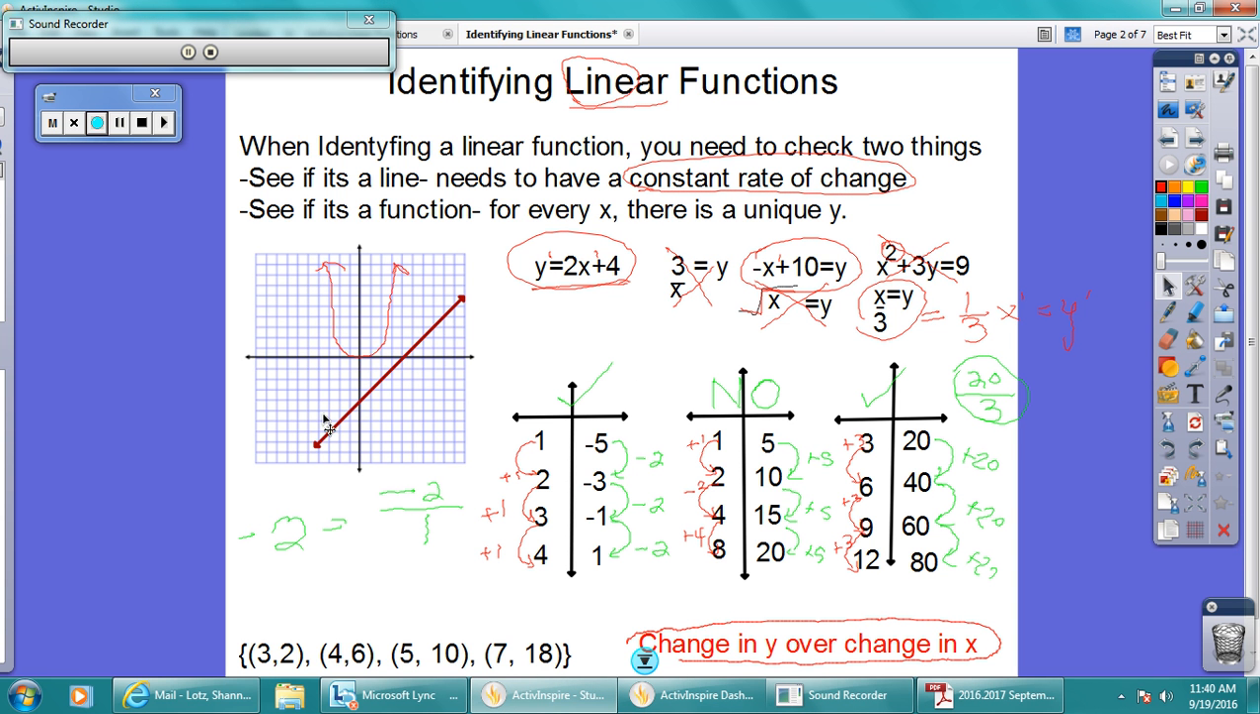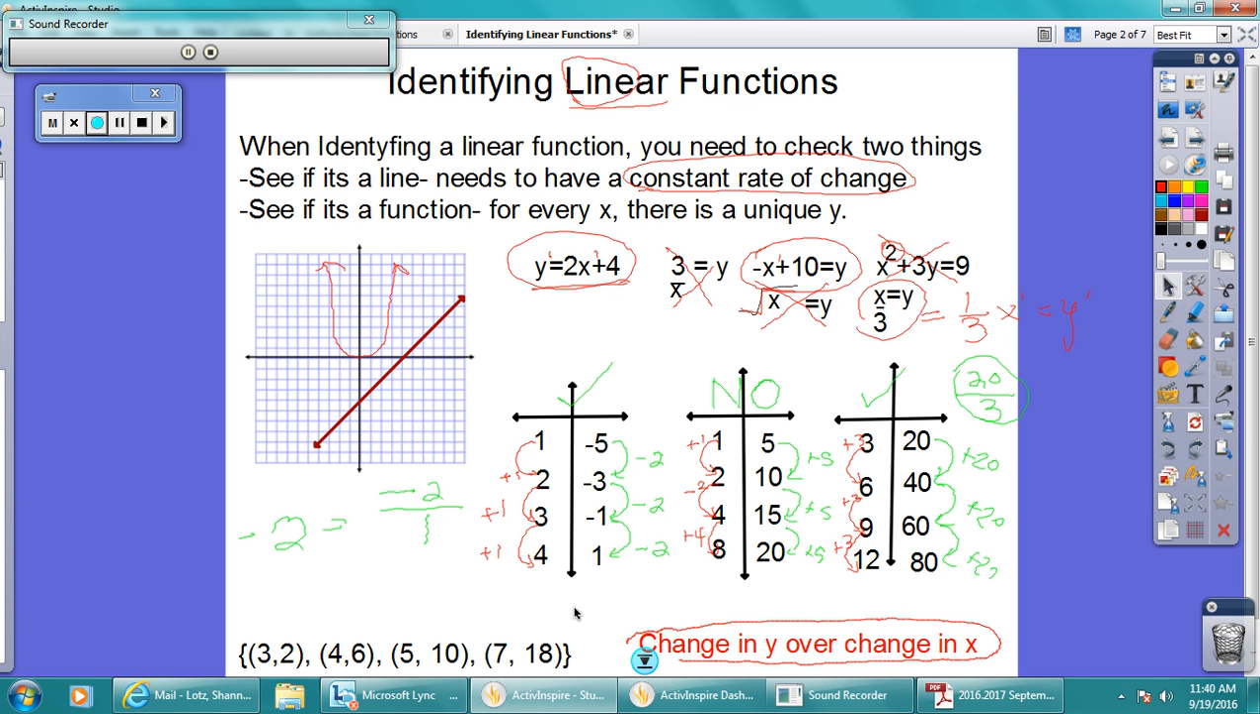Now for the bottom one, you have a list of points: (3, 2), (4, 6), (5, 10), and (7, 18). I want you to set up your table just like this. I want you to write your x's. I want you to write your y's. I want you to do your change in x, and I want you to do your change in y. I want you to set it up just like this.